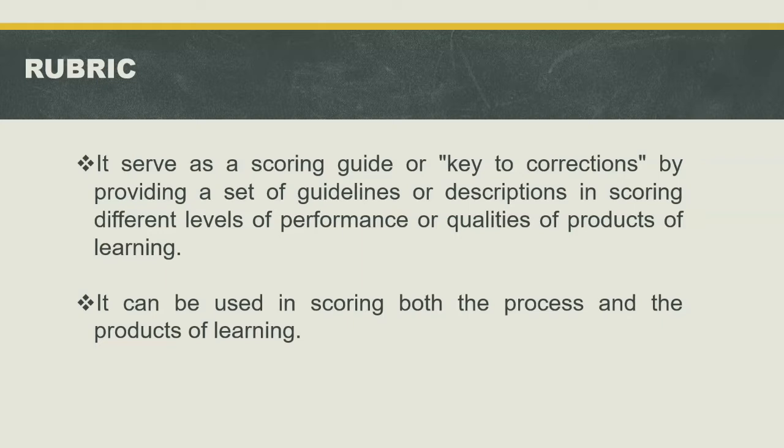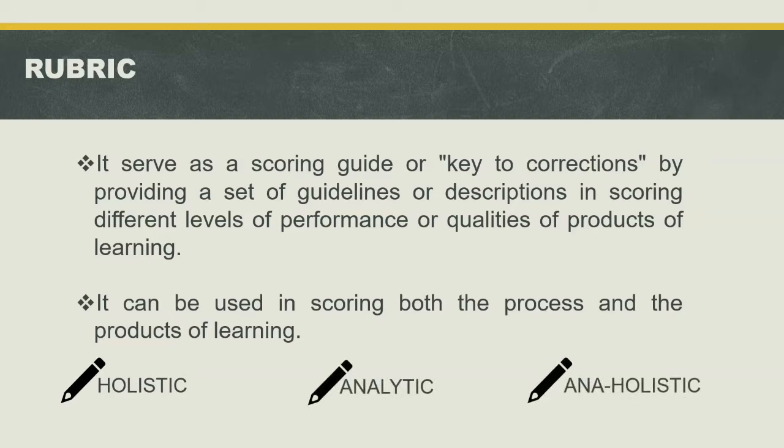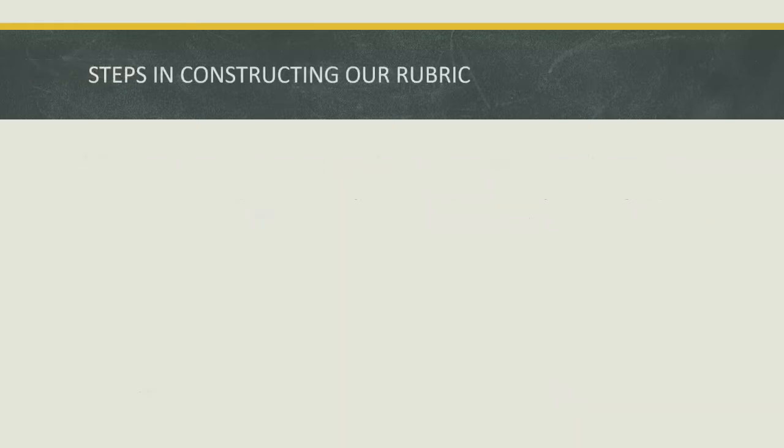So what are the different types of rubric? There is a holistic rubric, another type is the analytic rubric, and another type is a combination of both the analytic and holistic rubric. In our activity, what we did is an analytic type of rubric, wherein you will see later on as I discuss the further details of our worksheet.